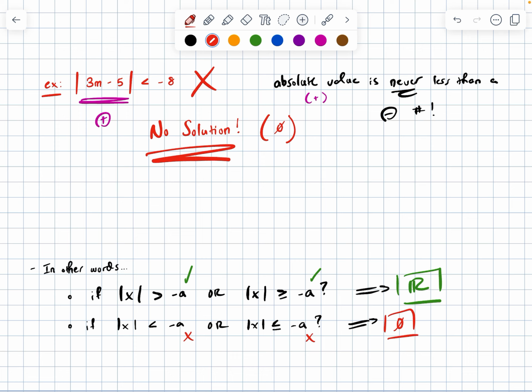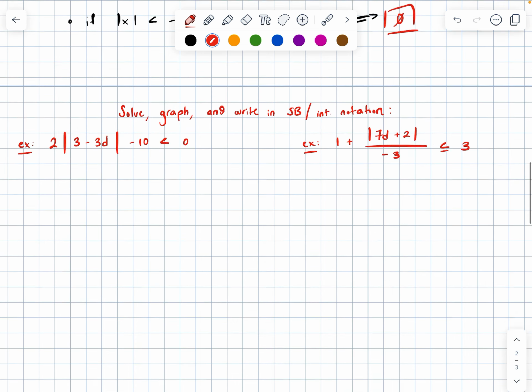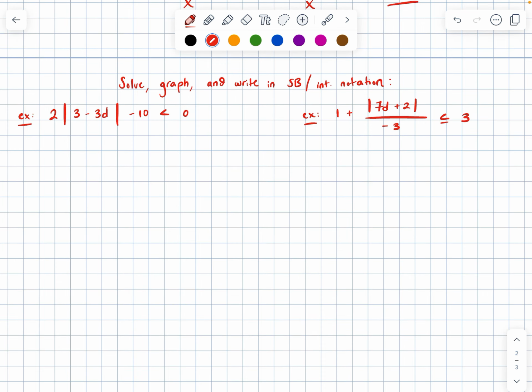Magnificent. With this idea in mind, let's do 2 quick practice problems, and then you're free. Let's solve. Let's graph. Let's write our notations. Give yourselves a 2-minute timer for each problem. Again, your goal is to get the absolute value by itself. Once you're there, you're going to figure out, is it a split? Is it a sandwich? Is it an all real numbers? Or is it a no solution? Go, go, go. Have fun.